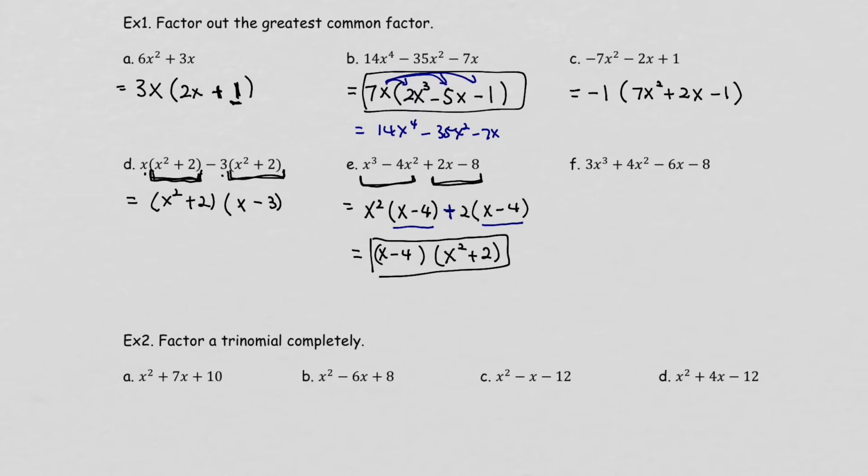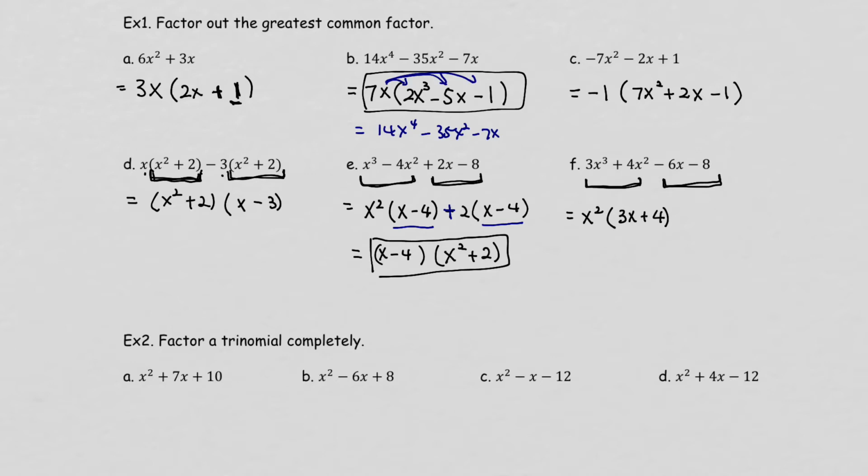Let's try one more. So this is four terms, and I don't see any greatest common factor as it is. Then the first thing I'm going to do is, because it's four terms, use group factoring to create a greatest common factor. So common between the first two, I have x squared. Then I get 3x plus 4 remaining. And then from the last two, common is negative 2.